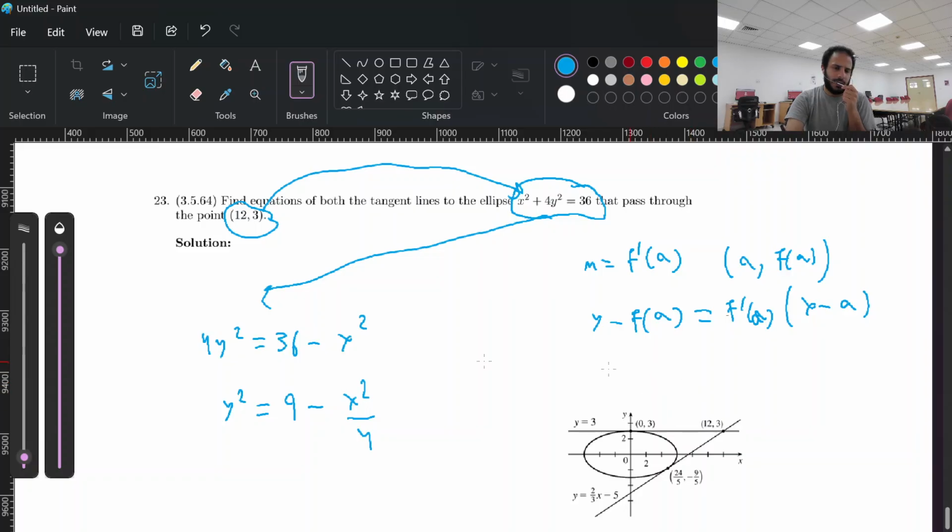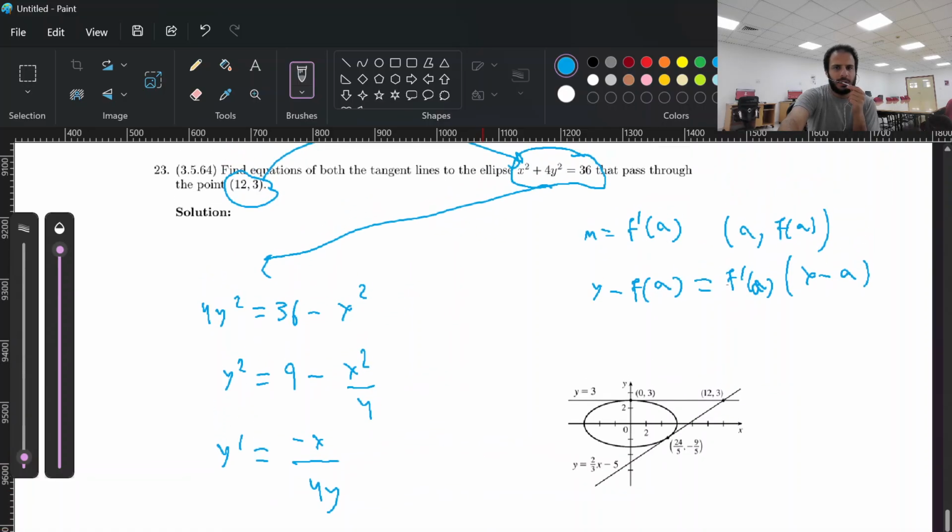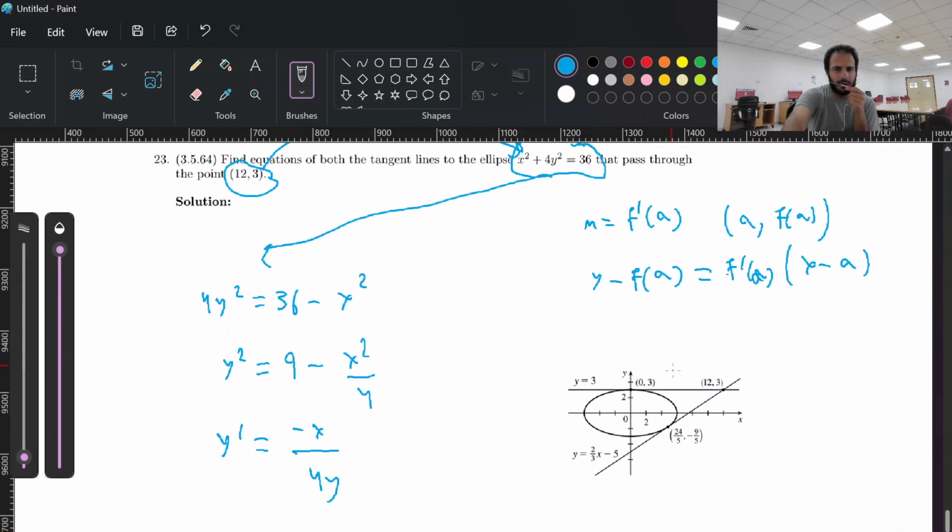But I think we still need to find the derivative again. It was y prime equals minus x over 4y. We still need this. Then let's substitute the new points, and you'll get two separate slopes. You can do two separate tangent line equations, and then you have your answer.